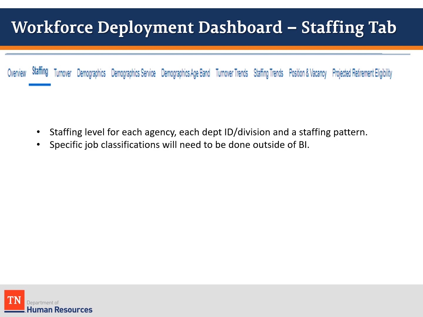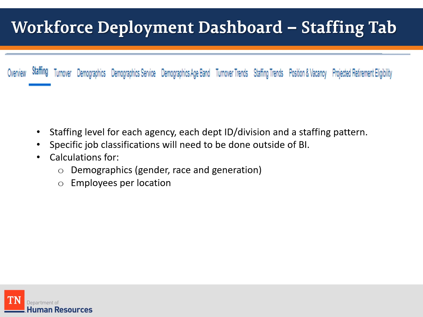Calculations for specific job classifications will need to be done outside of BI, starting with the export of the staffing pattern view. Calculations for demographics such as gender, race, and generation, as well as employees per location, supervisor-related trends and ratios, vacancy percentage, and retirement eligibility projections are available in other tabs on this dashboard.